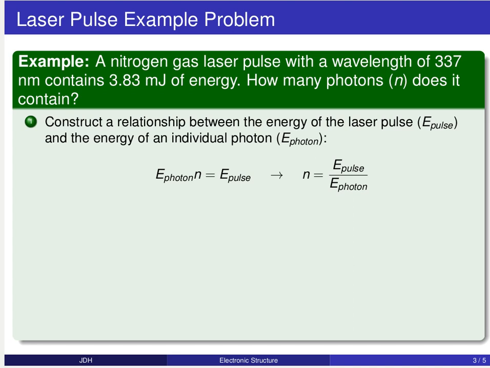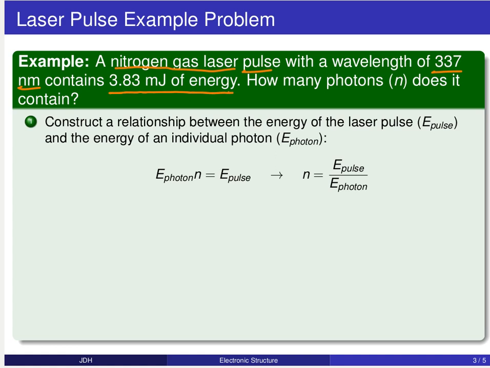In our next problem, we're going to look at a laser pulse. So we've got a little laser, and we're going to turn it on for a second here and shoot out some photons, and we're going to try and quantify this process. We're dealing with a nitrogen gas laser, and a little pulse is coming out. The wavelength of the photons coming out of this laser is 337 nanometers, and the pulse contains a total of 3.83 millijoules of energy.